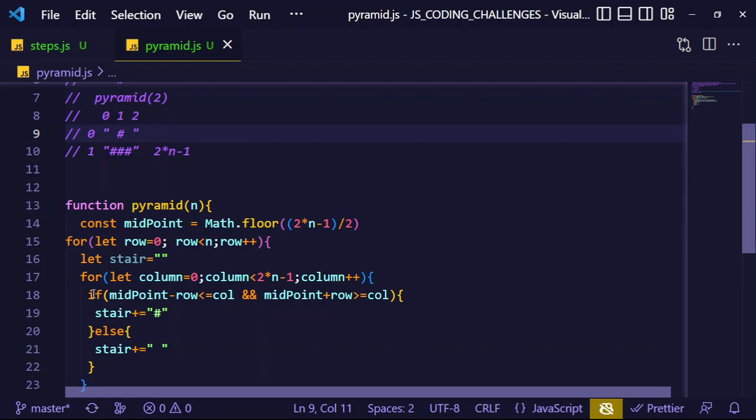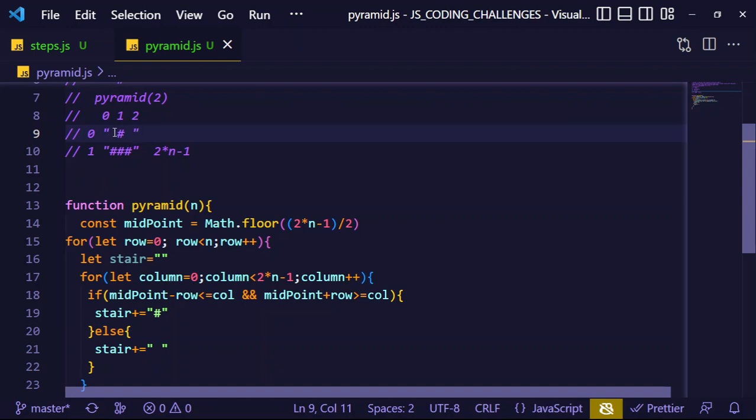Alright, so inside our if statement, they are saying that for the midpoint, you subtract the row from the midpoint and see if it's less or equal to the column. Okay, so let's go back to this example here. What's our midpoint? 1. 1 minus the row. The row is 0. 1 minus 0 is a 1. Is 1 less or equal to the column? What's the column? The column is a 0. 1 is not less than 0. So we will skip this statement here and execute the else part, whereby we're going to be adding a space here. So that's why a space is being added here.